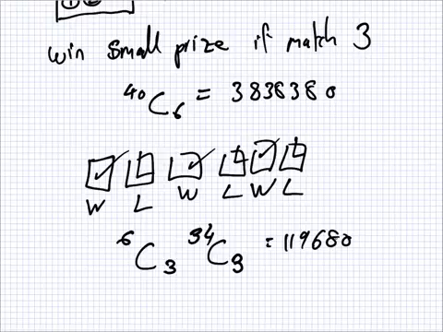Where did the 34 come from? Those are how many losing numbers there are. If there's 40 numbers and 6 of them are called winning numbers, then 34 must be called losing numbers. They weren't picked. So 40 total, 6 win, so 34 are losing numbers.